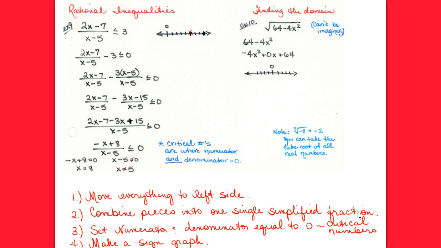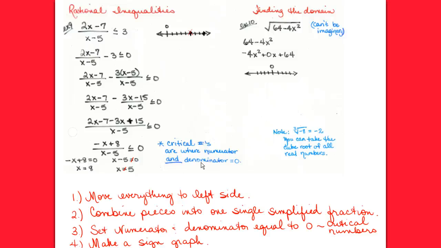Step number 3, when you are working with a polynomial inequality, a rational inequality, you're going to set both your numerator and your denominator equal to 0 to get your critical numbers. Your critical numbers are where both the numerator and the denominator are equal to 0. Can a denominator actually equal 0? No, because 0 in the denominator is what? Undefined.